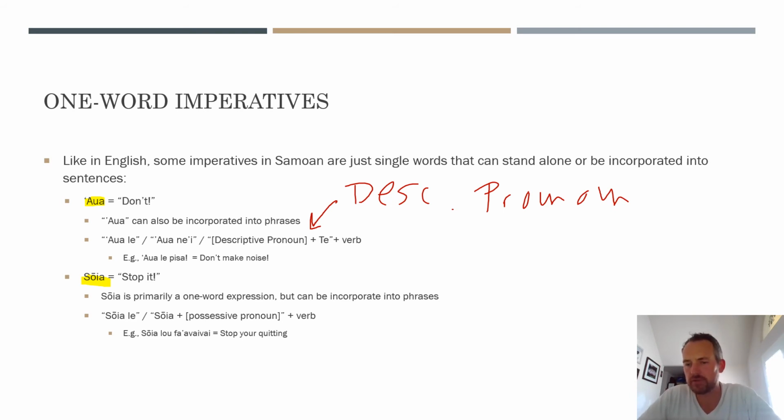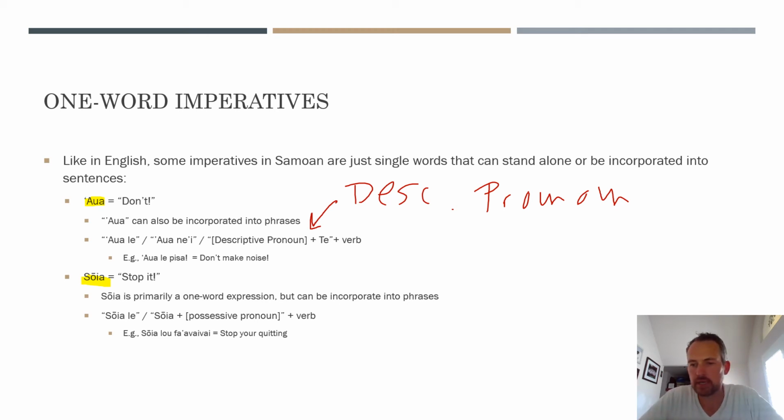You could flip this around to other sentence structures, but to be honest, they're just less common. You could use emphatic pronouns, but it's less common. It happens, but I would just suggest you think about these three. So hopefully that makes sense. So you can say awale pisa, or you can say awa e te pisa, or whatever other descriptive pronoun you want to throw in there.